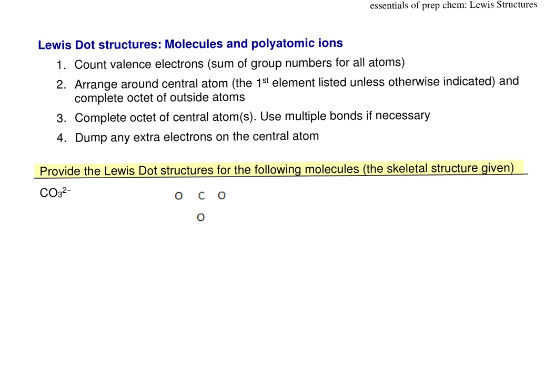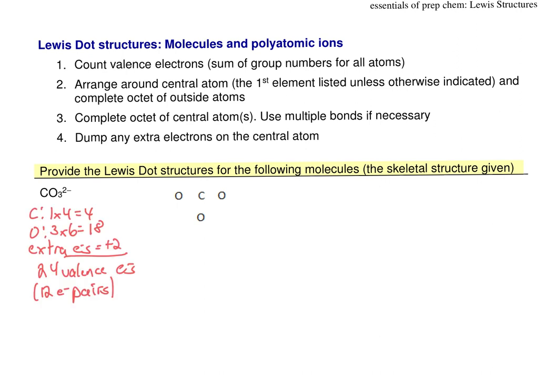As always, the first step is to count the valence electrons. So when we're counting up the valence electrons, we account for the fact that this has a -2 charge, so we need to add 2 electrons to the total. This results in 24 valence electrons, or 12 electron pairs.